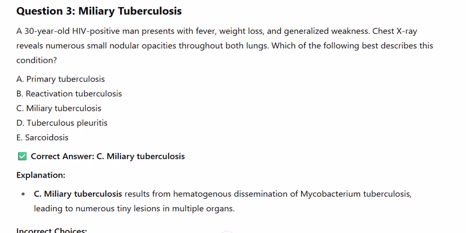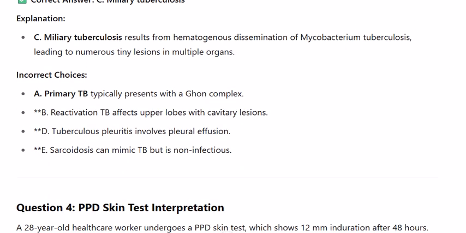Miliary tuberculosis. Explanation: C. Miliary tuberculosis results from hematogenous dissemination of Mycobacterium tuberculosis, leading to numerous tiny lesions in multiple organs. Incorrect choices: A. Primary TB typically presents with a Ghon complex. B. Reactivation TB affects upper lobes with cavitary lesions. D. Tuberculous pleuritis involves pleural effusion. E. Sarcoidosis can mimic TB but is non-infectious.